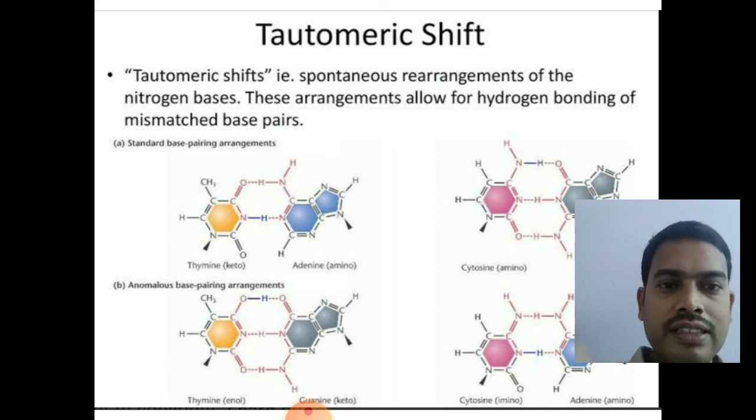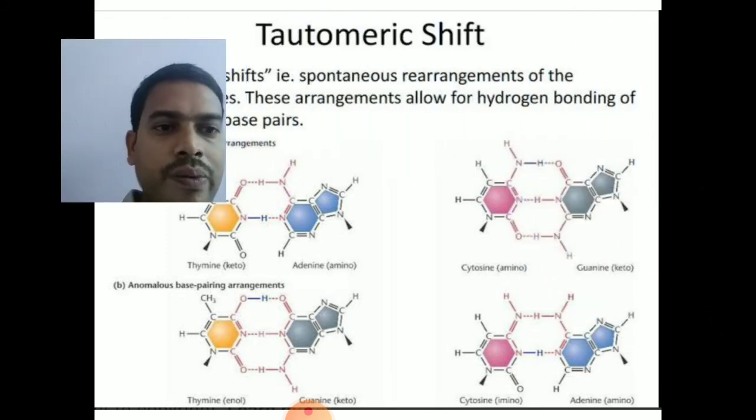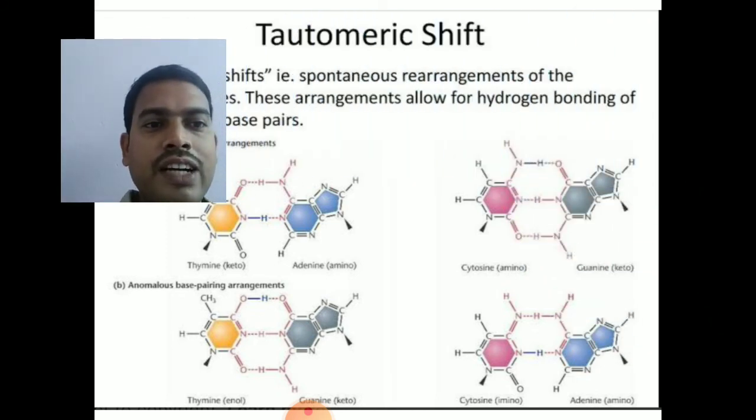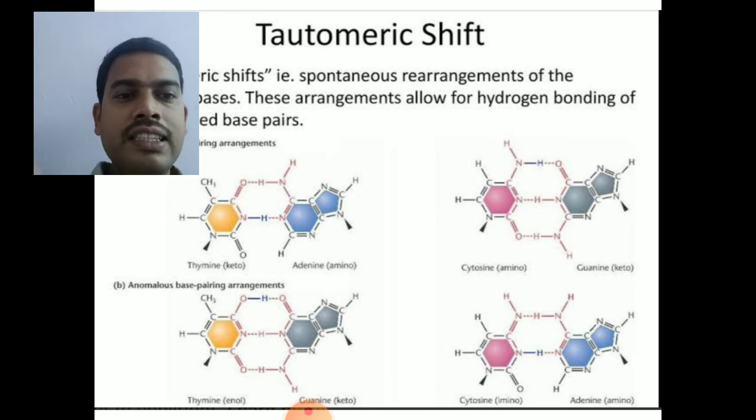So this is thymine adenine, you can see on the left side. A will bind with T with 2 hydrogen bonds and guanine will bind with cytosine with 3 hydrogen bonds, as you can see in the top right. So the top two are the normal AT and GC binding.